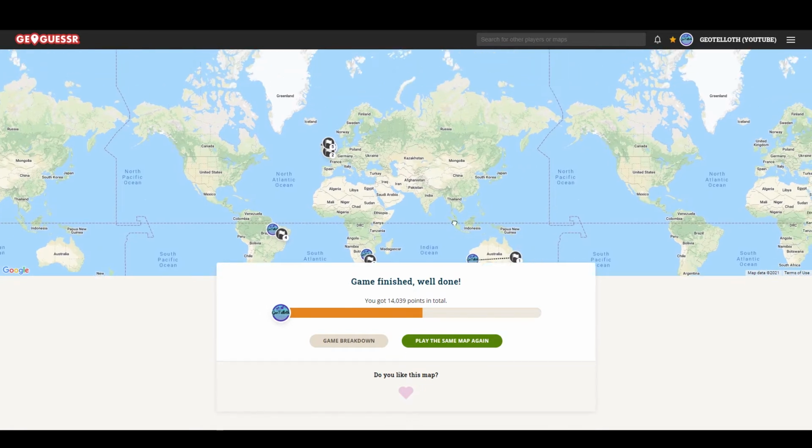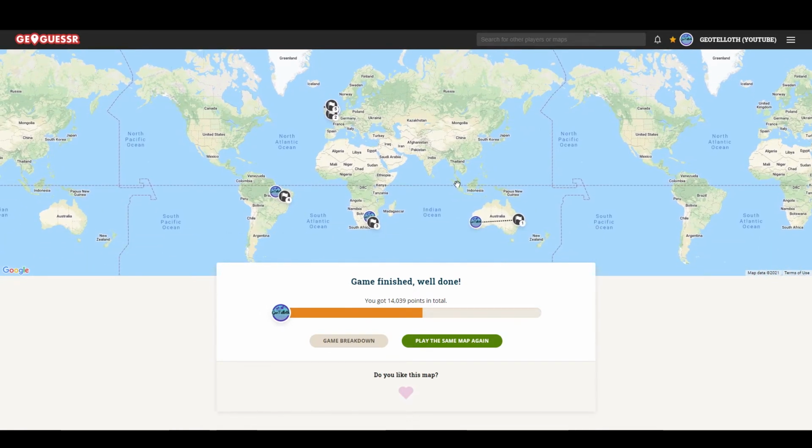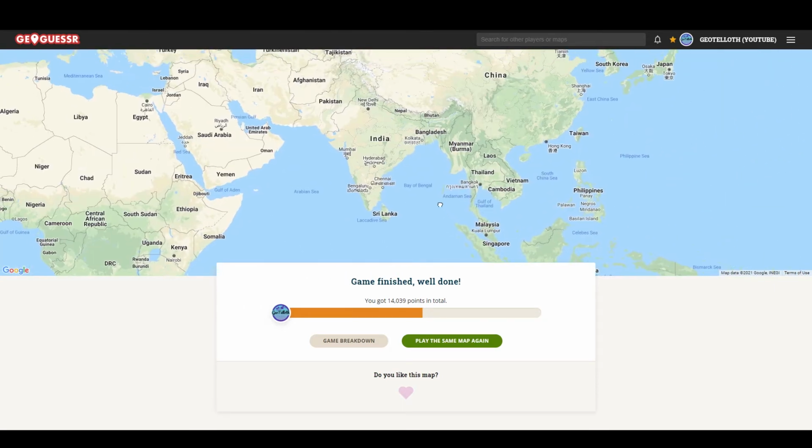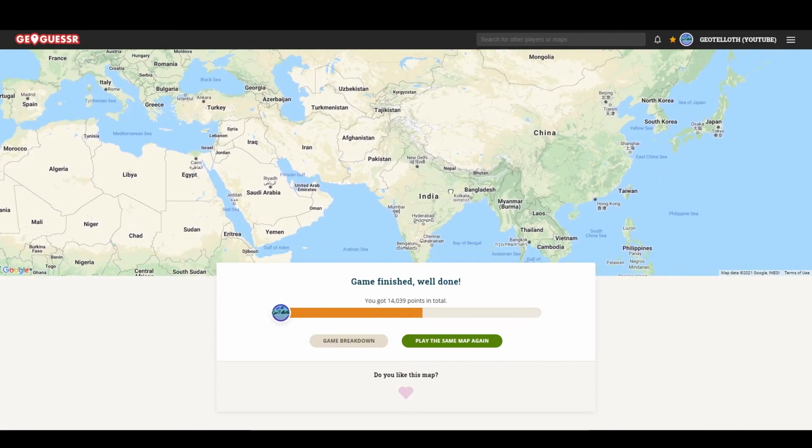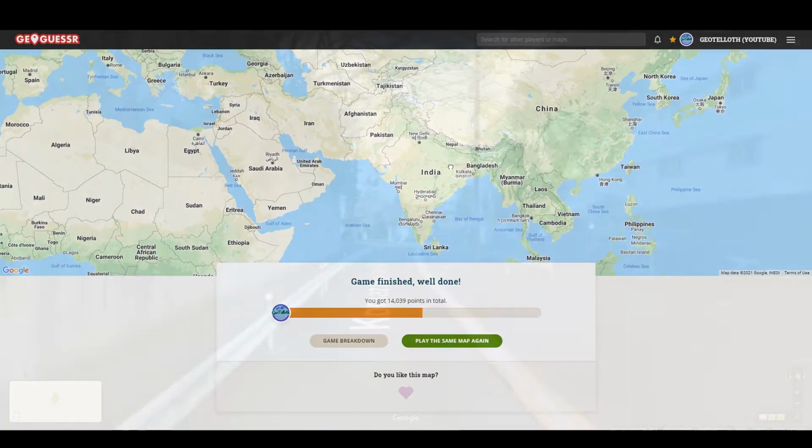Right, let's have a quick look at Japan, and let's also have a quick look at Malaysia, and let's have a quick look at Bangladesh, because I want to cover those countries just to show you what they look like.